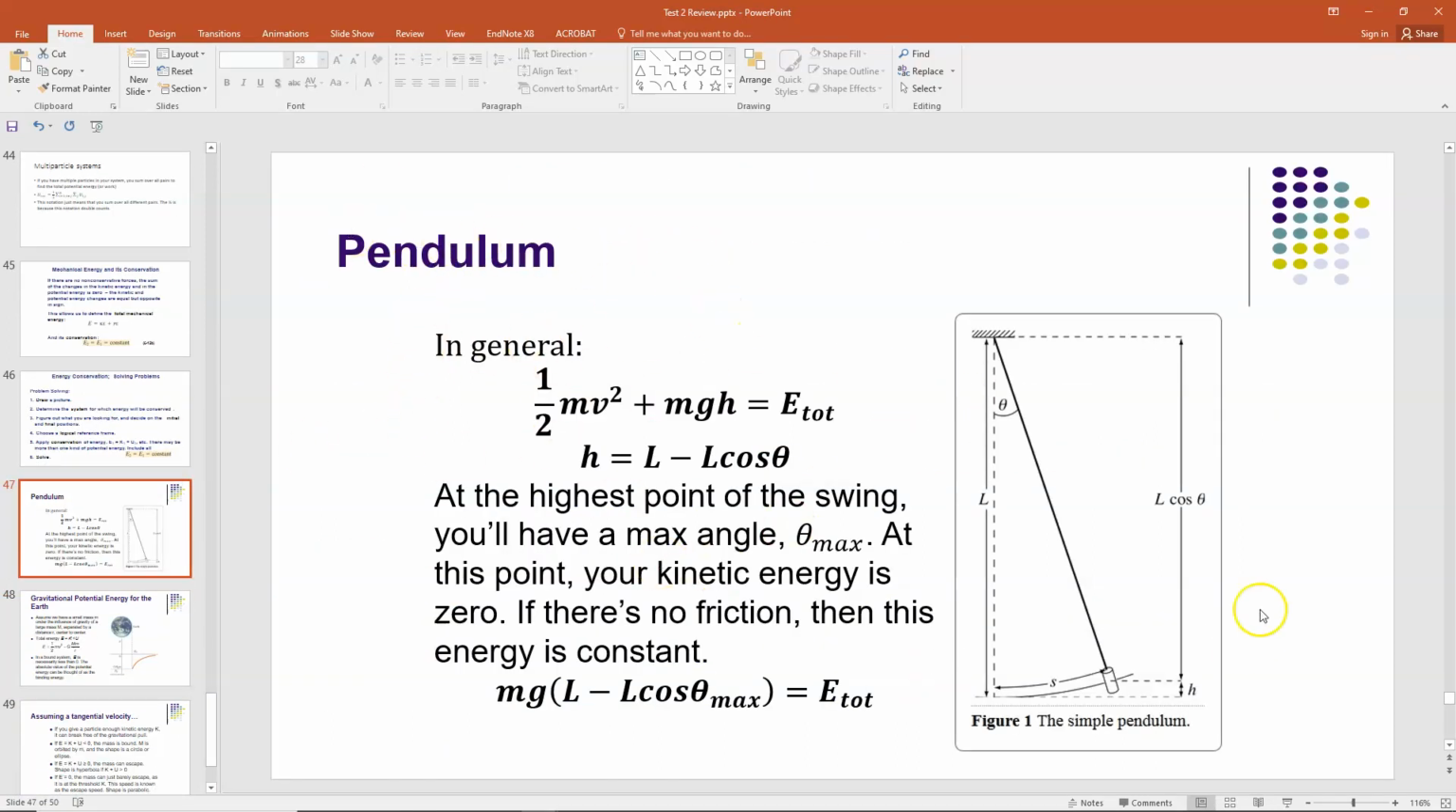Okay, we talked about pendula. In general, this is the total mechanical energy of a pendulum. If you put the origin here down at the bottom of the swing, you've got 1/2 mv squared plus mgh. And remember that our trick here was that h is equal to L minus L cosine theta, where theta is the angle that the arm of the pendulum, whatever it is, makes with the vertical, and L is the length of your pendulum here, okay? Remember that your total energy is conserved for that one.